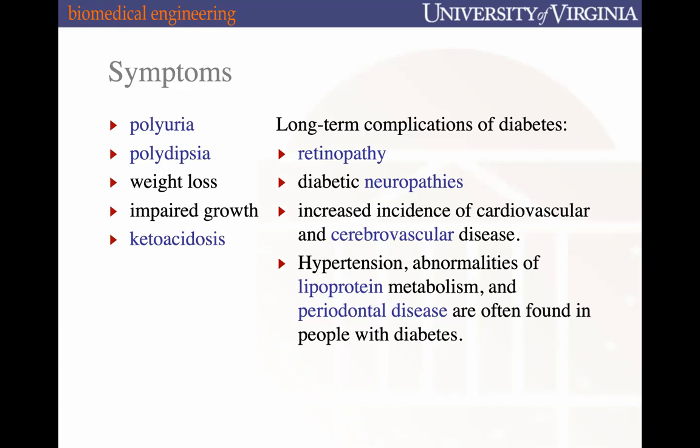And in addition to that, as I mentioned before, there's going to be a lot of nutrient deprivation in a lot of our cells because of the inability to shuttle glucose into these cells. A lot of patients, before they realize they're diabetic, will experience a lot of weight loss. In addition to that, again, there's nutrient deprivation. It's going to also lead to impaired growth. And there's also going to be what we call ketoacidosis.